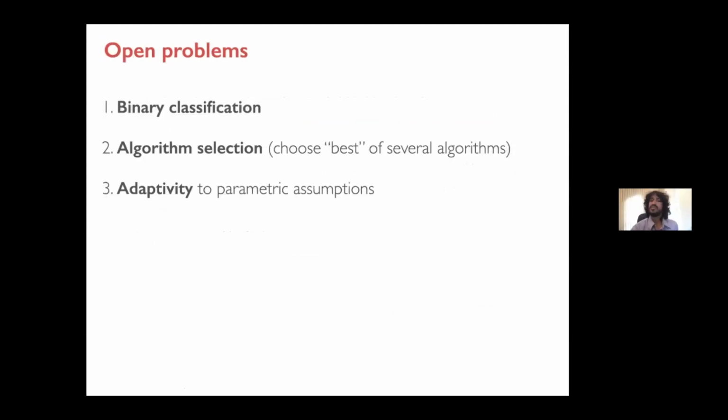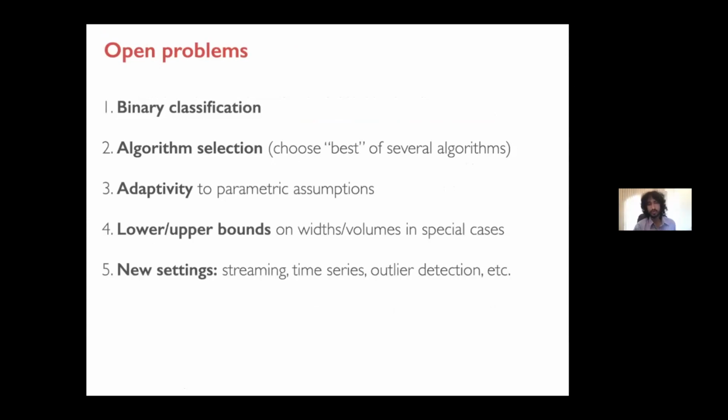Here are some open problems that I think about from time to time. What do we do for binary classification? I have some work coming up later this summer on that problem. Algorithm selection: if you have many algorithms, can I use this to choose the best one? You can use it as a heuristic. You can produce prediction intervals for many algorithms and choose the one that has the shortest width on average. That's a heuristic. I don't know any assumption-free guarantees for algorithm selection using conformal prediction. So that's an interesting problem to think about.